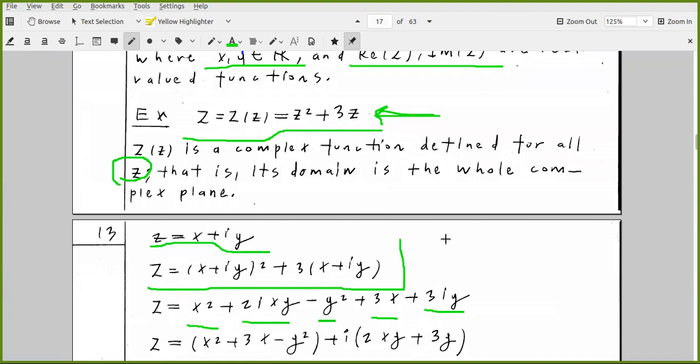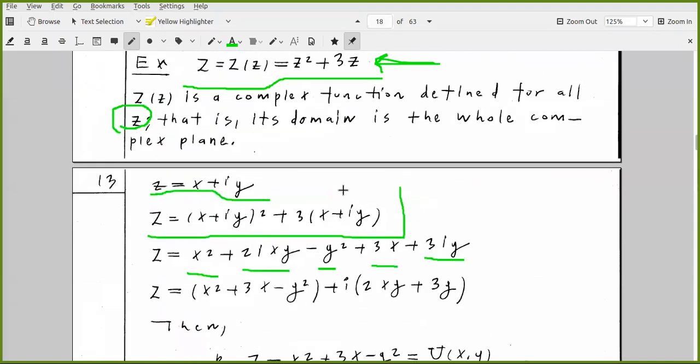And separate the real and imaginary parts. Real part, x squared plus 3x minus y squared. And imaginary part, 2xy minus 3y. This is the real part of this function. And this is the imaginary part of the complex function Z. Each is a function of x and y.